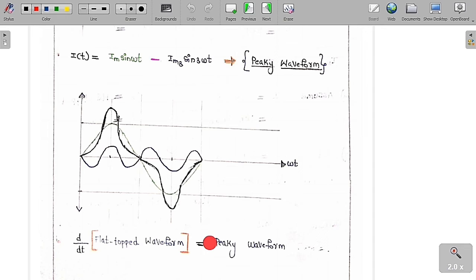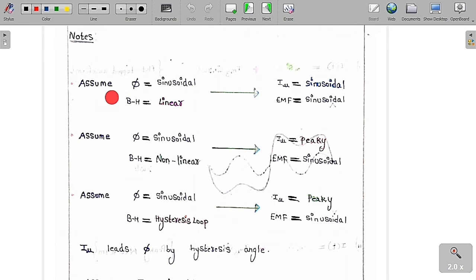So whenever you add Im sin omega t plus Im3 sin 3 omega t, we get a flat topped waveform. Whereas if you subtract Im sin omega t minus Im3 sin 3 omega t, we get a peaky waveform. The differentiation of the first signal is equal to the second signal, which means the differentiation of the flat topped waveform is equal to the peaky waveform. Now we discuss some more important points regarding this concept.